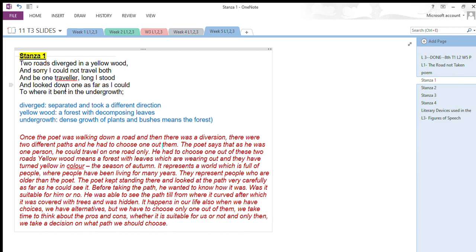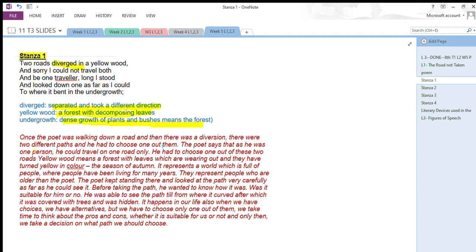Now the first stanza, here we have some difficult words also, like you can see diverged. Diverged means separated and took a different direction or in a fork position. Yellow wood, a forest with decomposing leaves, and it refers to autumn as well. Undergrowth, dense growth of plants and bushes, means the forest.